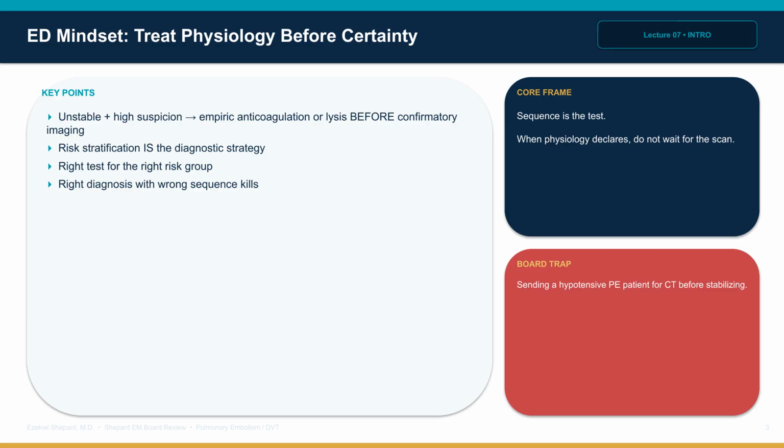The ED mindset for PE is to treat physiology before certainty. The unstable patient with high suspicion may need empiric anticoagulation or thrombolysis before confirmatory imaging. Sequence matters. Risk stratification is the diagnostic strategy, not a single test, and the right diagnostic test for the wrong risk group is a board trap.